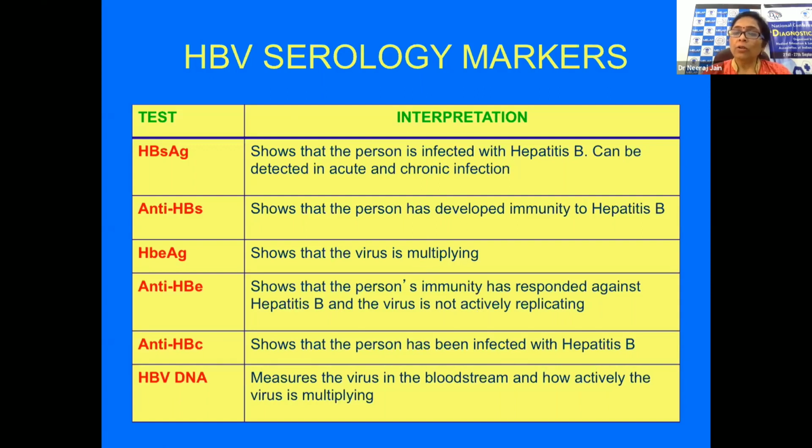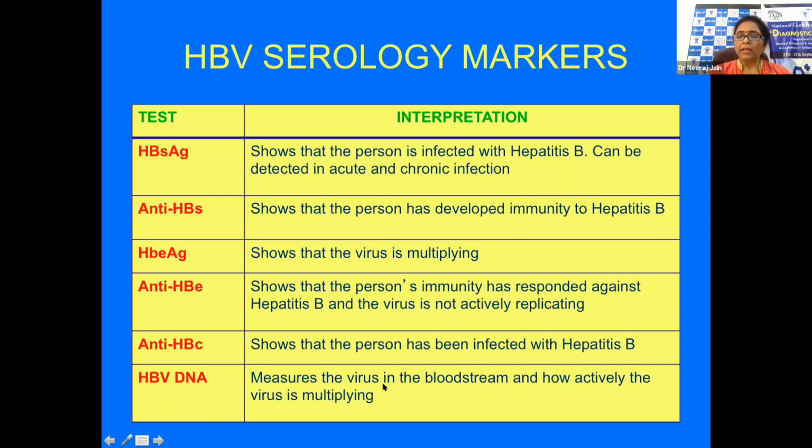Third antigen was a core antigen, but unfortunately we don't have any serological marker for core antigen because this antigen stays inside hepatocytes. So we cannot measure that. But fortunately, we have antibodies against core antigen. These antibodies are again of 2 types, IgM or IgG. I will explain what is the clinical significance of that. And lastly is the HBV DNA.